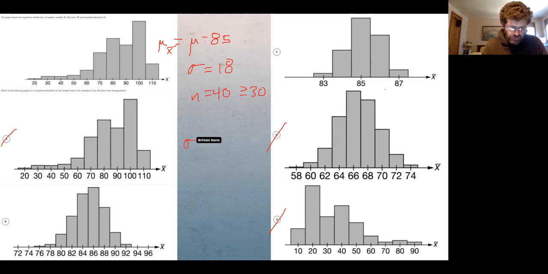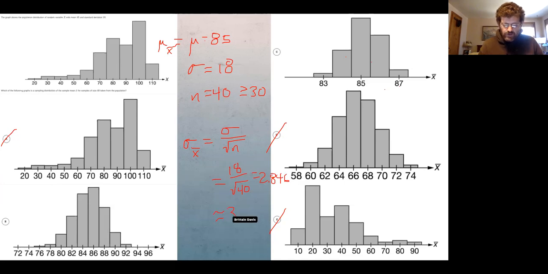So the standard deviation for our sampling distribution of means is going to be the population standard deviation divided by square root of n. So that's going to be 18 divided by the square root of 40, which is 2.846. And because we're not doing anything super exact with this, I'm going to say it's approximately 3.